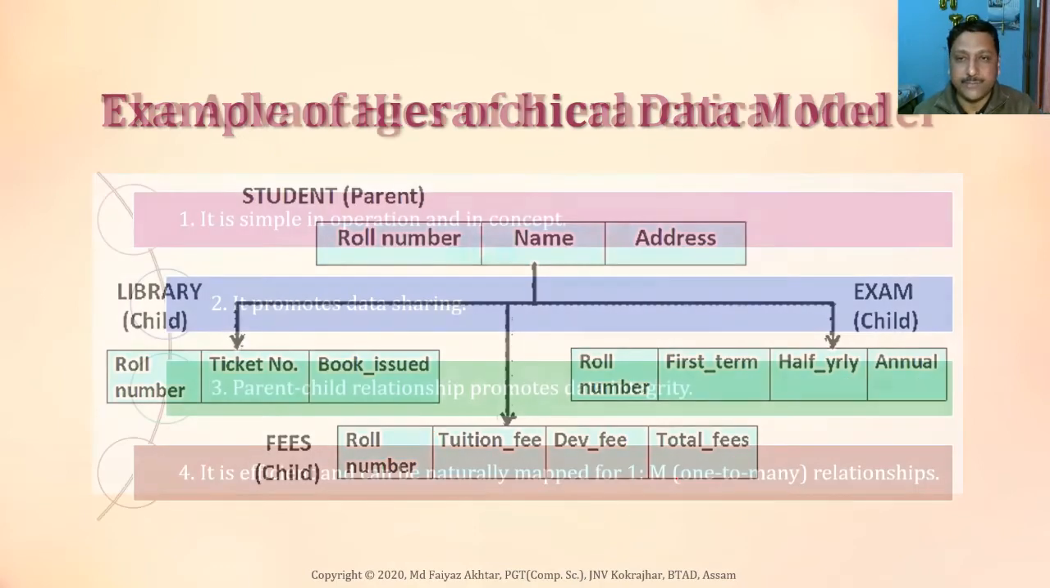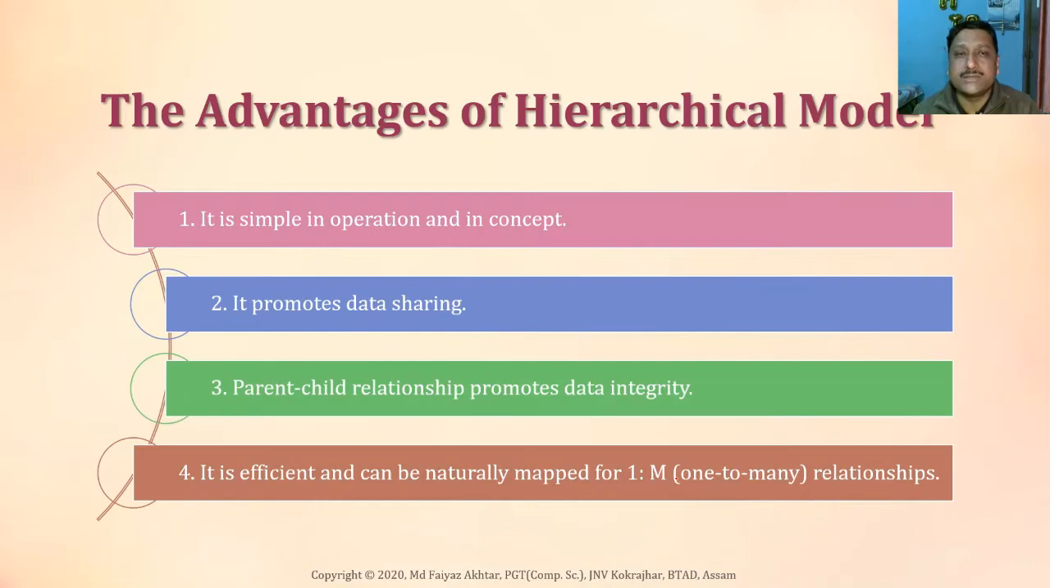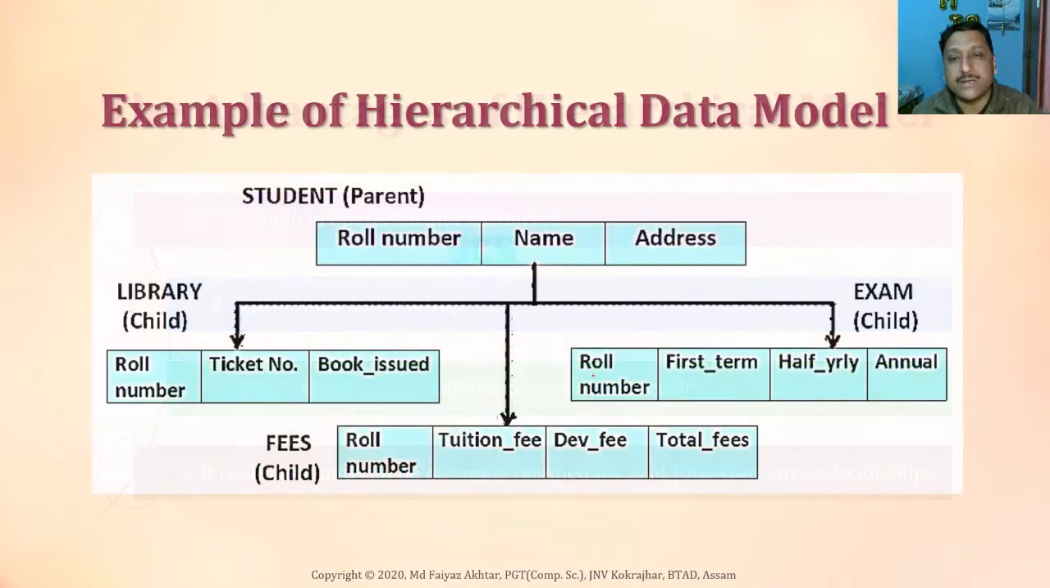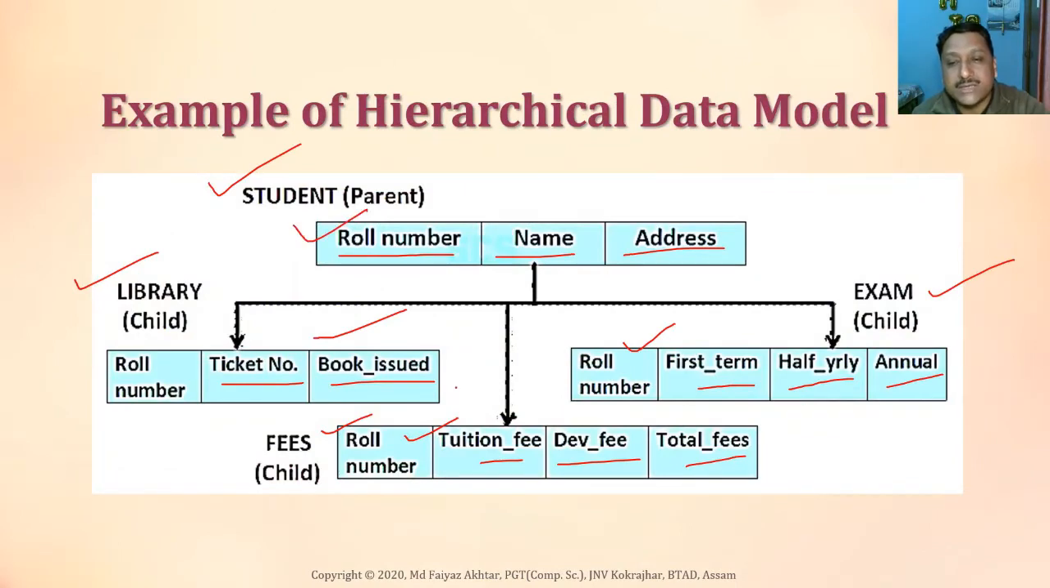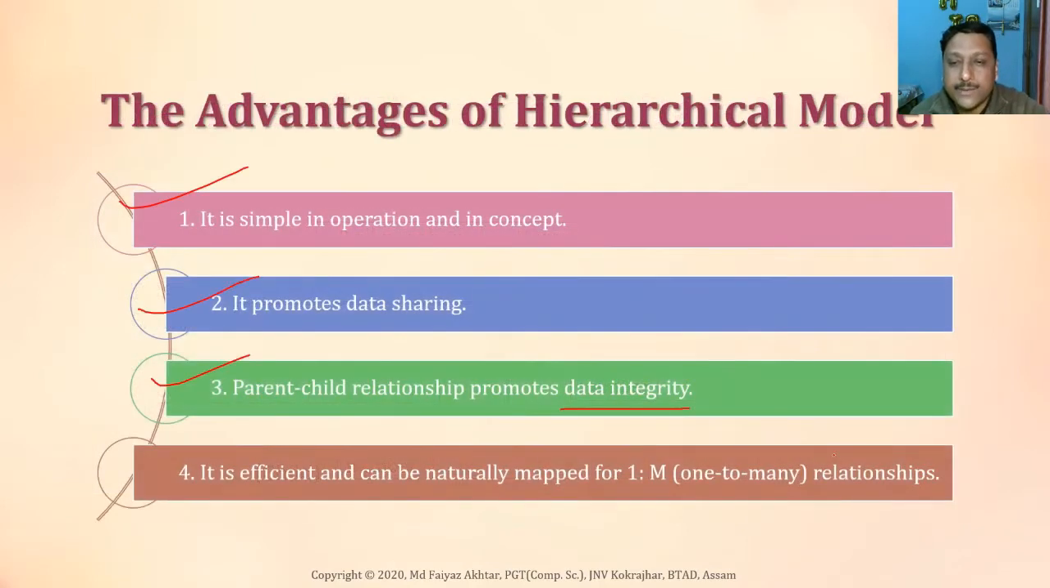See, so many advantages are there in the hierarchical model. It is simple in operation and concept, very simple. It promotes data sharing. Data can be shared using the hierarchical data model. The parent-child relationship promotes data integrity, because we are using the same roll number for each and every department. Then data is integrated, meaning correct data is there. And it is efficient and can be naturally mapped for one-to-many relationships.